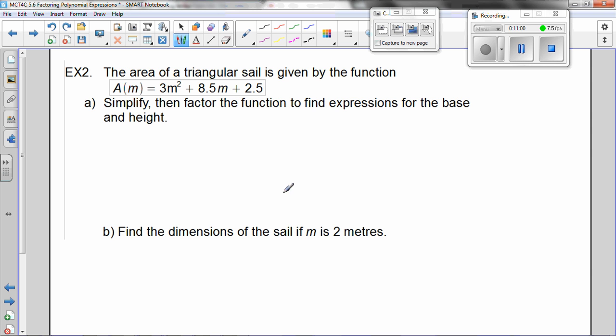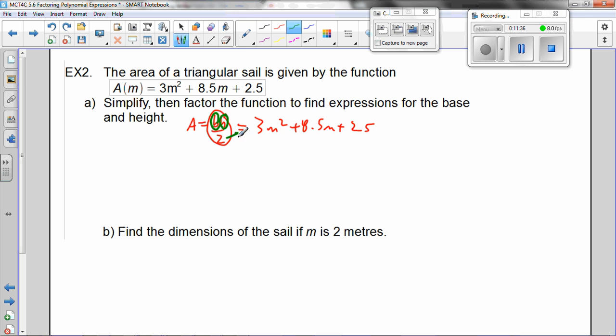And then this question. This is a bit of a silly question, but this is what our textbook uses as an application. It says the area of a triangular sail is given by that function. Simplify, then factor the function to find expressions for the base and height. Well, it's a triangle, so the area is base times height divided by 2, right? Well, this is the area, right? So the area, this thing, is equal to that function. And it wants me to factor to find an expression for the base and the height.